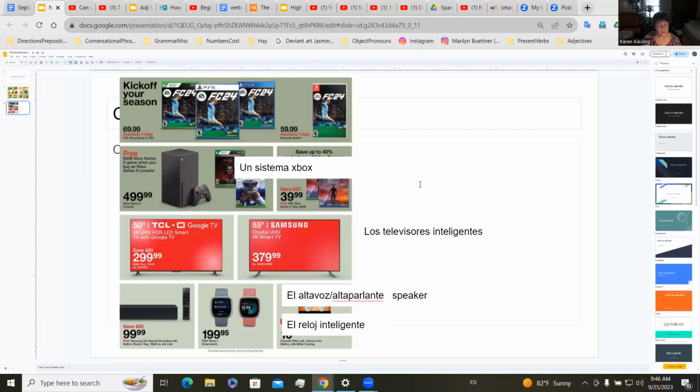El reloj inteligente. Sí, el reloj inteligente, sí, el reloj inteligente. Estos dos relojes en la foto son relojes de Apple, ¿bien? Sí. Bueno, ¿cuál es el producto que cuesta 379?